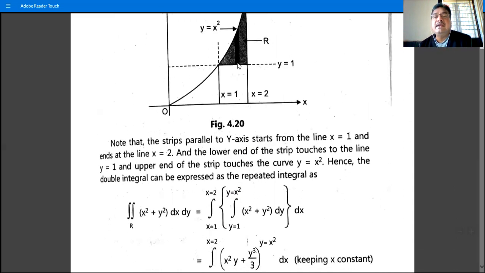One end of the strip touches the line y is equal to 1, so from that, the value of y is 1. And another end touches the curve y is equal to x square.